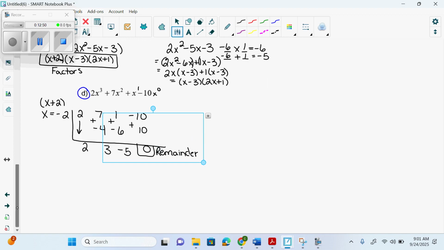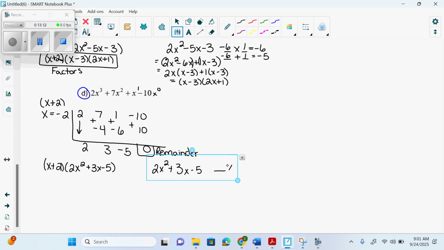So my factors are going to be x plus 2, and then this is a cube, so this drops down to an x squared because I took an x out, because it's division, right? So now I get 2x squared plus 3x minus 5. So I'm going to do it over here: 2x squared plus 3x minus 5.